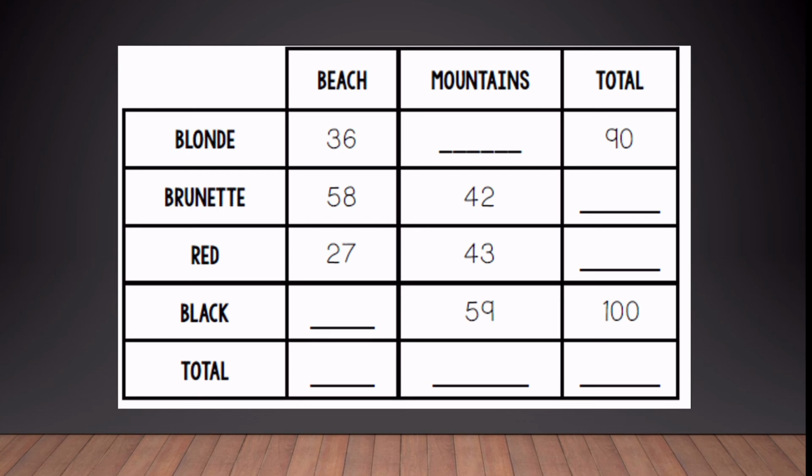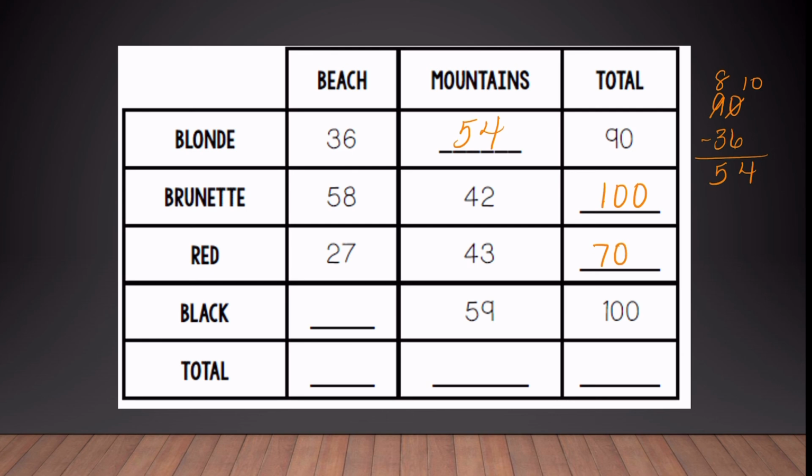Same thing. Let's fill this in. We now have more rows added, but go and do what you can do. What can I do? Well, I can figure out how many blondes like mountains, because I know 90 minus 36. Remember, I make this a 10, I borrow, this becomes a 4, and a 54. Here, I can go brunettes. I can find my total. I can add those so that I end up with 100 brunettes. I can also find my total of reds. When I add that, I get 70, okay?